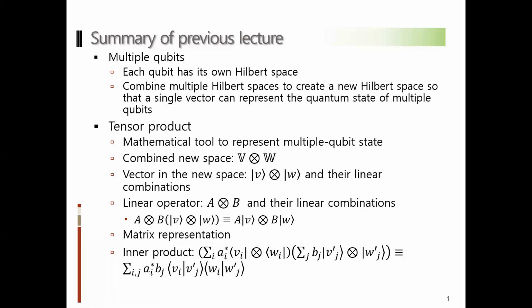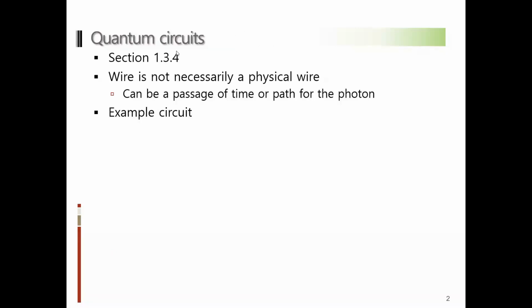Now we have a mathematical tool to deal with more than one qubit. So let's now consider some quantum circuits. Before we start to think about many different types of quantum circuits, let me point out something which might be very important when you are comparing the quantum circuit with the classical counterpart. The most confusing part is the wire in the quantum circuit.